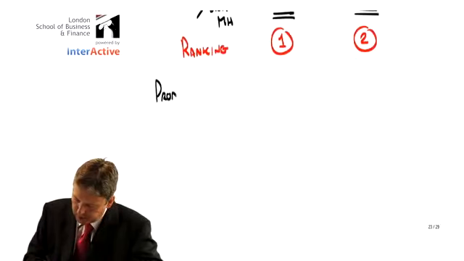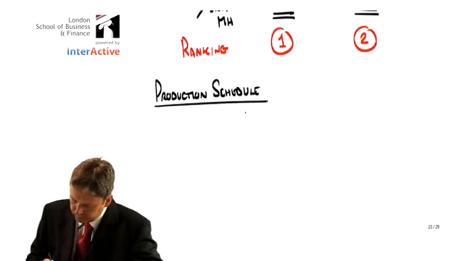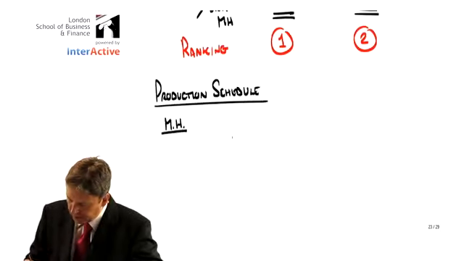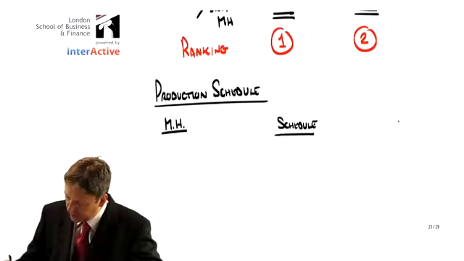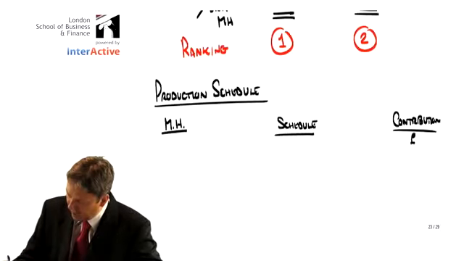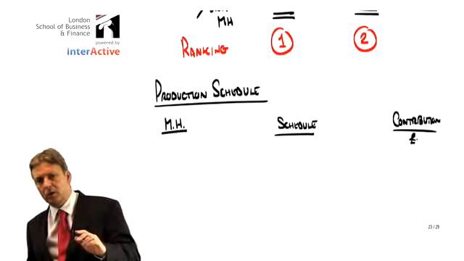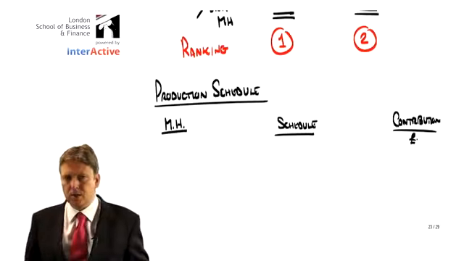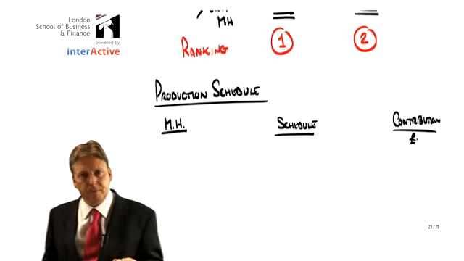If we are looking at our production schedule, on the left-hand side, let's have the limitation, the machine hours. In the middle, the schedule itself, and on the right-hand side, we could always have a place for contribution. Remember, as always, be careful to read the question. Make sure you're answering the question as set and not just calculating numbers for the fun of it.